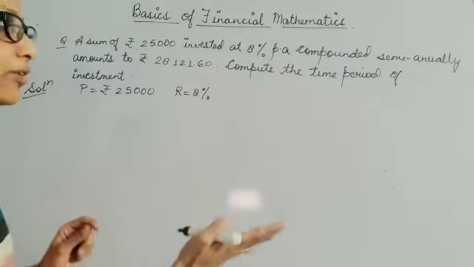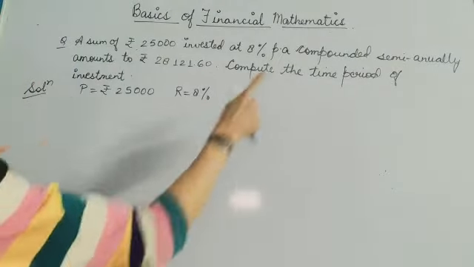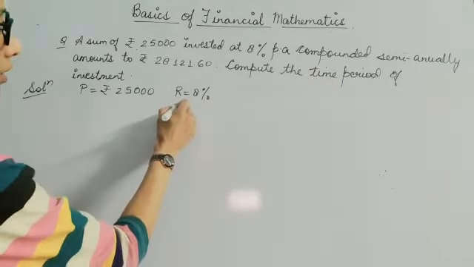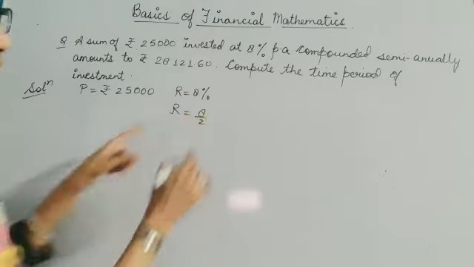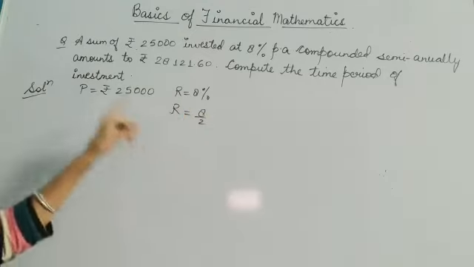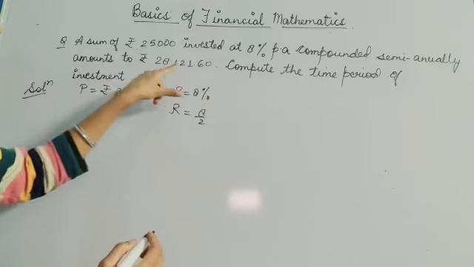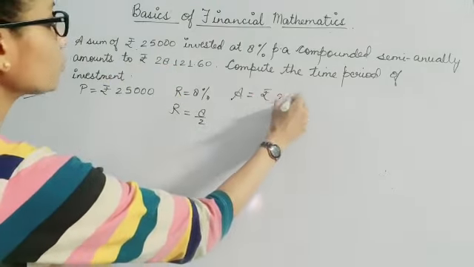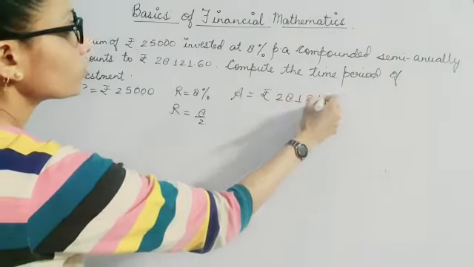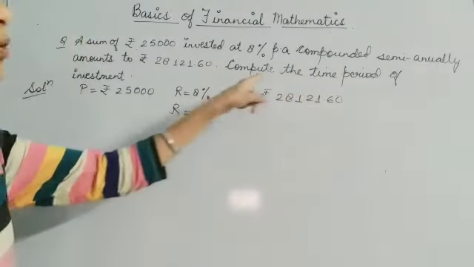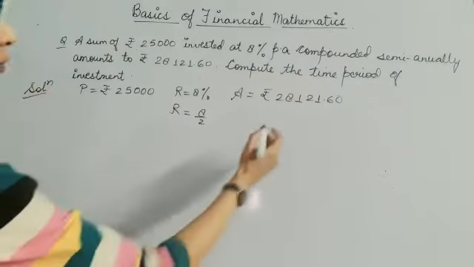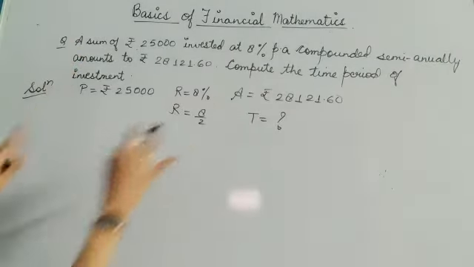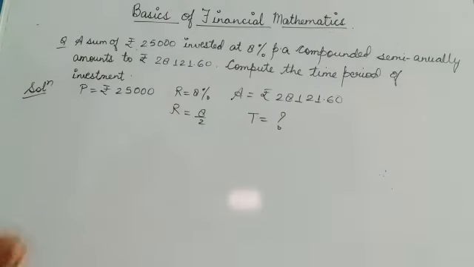Semi-annually means half-yearly. So I told you whenever it is given half-yearly, you need to change the rate as 8 by 2. When it is half-yearly, you will be dividing it by 2. Alright. Amounts to rupees this much. That means the amount is given to you as rupees 28,121.60. Compute the time period of investment. We need to find out the time period. Alright. So these are the things which we know from the question.